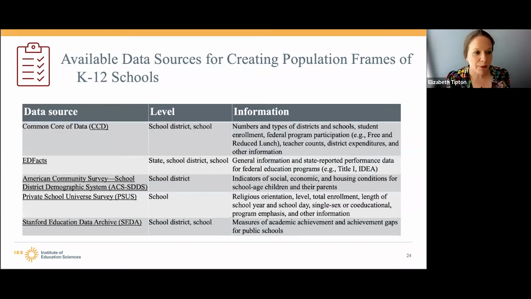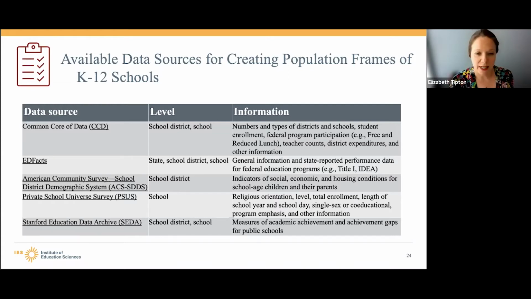In the guide, we point to several data sources that could be useful for developing population frames. I'm just going to briefly discuss these. So the Common Core of Data is a list of all of the public schools in the United States. Each state reports this information annually to the federal government. There's usually a lag of a couple of years before the data is available to us, but you can download that data, and it includes district names and schools, student enrollment information, etc.